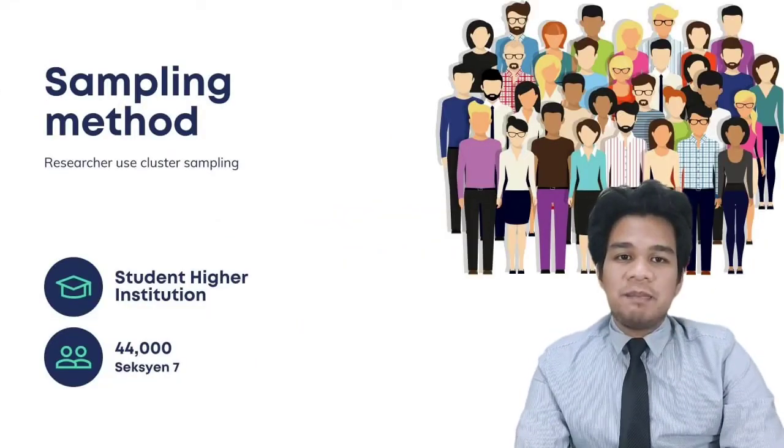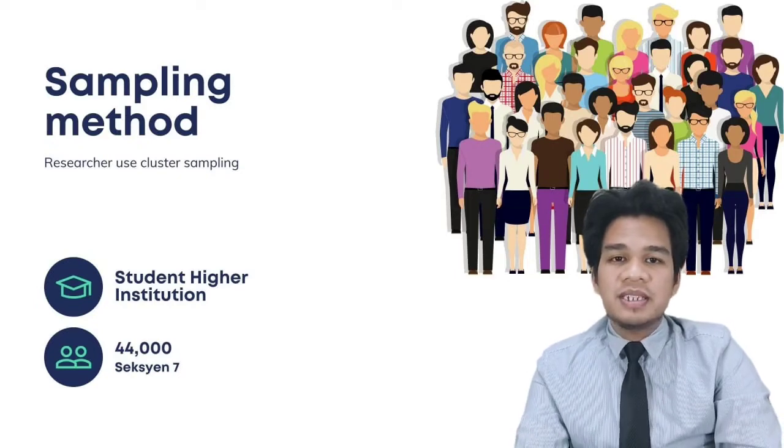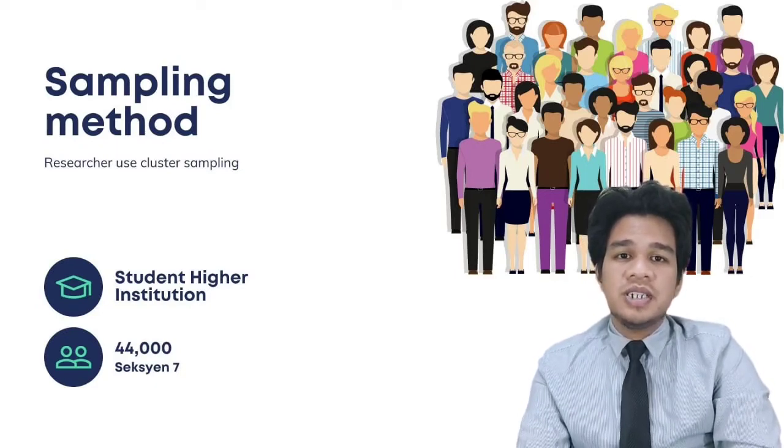The research uses the cluster sampling method to collect data. Cluster sampling involves students from public tertiary institutions and private tertiary institutions renting around Section 7. The questionnaire will be given to 44,000 residents in Section 7 with an area of 2,200 acres.